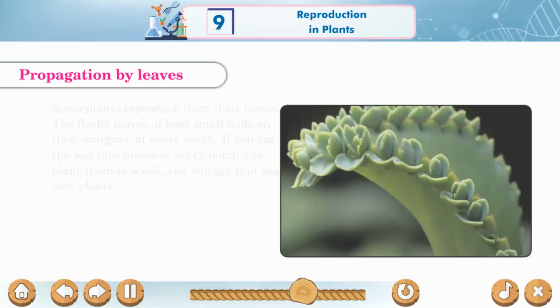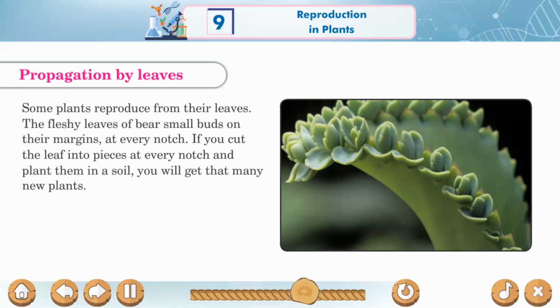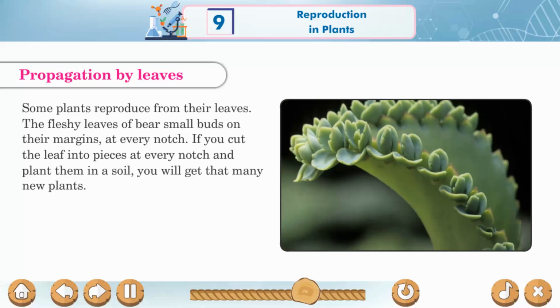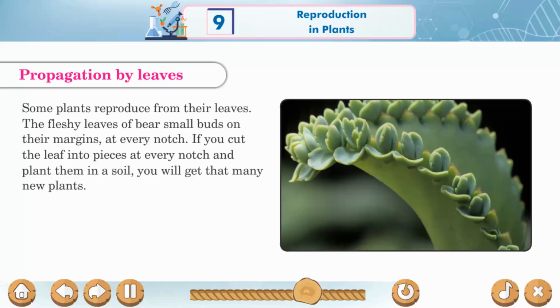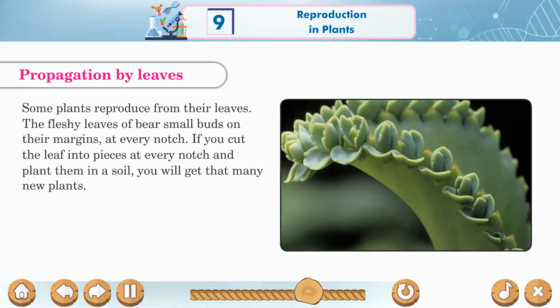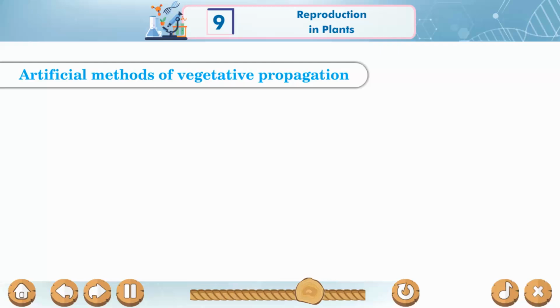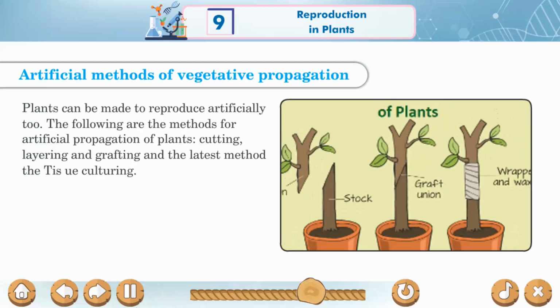Propagation by leaves. Some plants reproduce from their leaves. The fleshy leaves bear small buds on their margins at every notch. If you cut the leaf into pieces at every notch and plant them in soil, you will get that many new plants. Artificial methods of vegetative propagation. Plants can be made to reproduce artificially too.